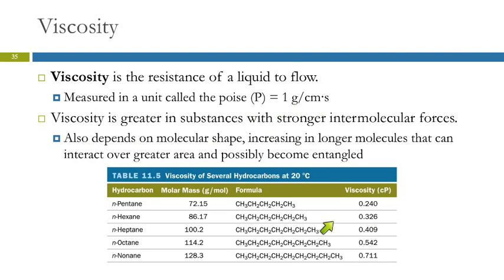Awesome. We've got these numbers here. That's all we're going to do with the poise. If you have stronger intermolecular forces, you have more resistance to flow. So the viscosity is greater.